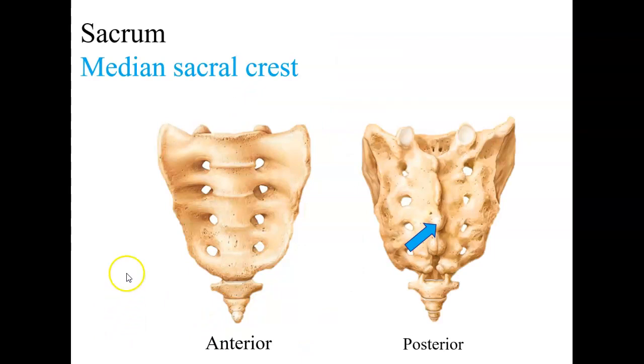Okay, so here we have the median sacral crest, which can only be seen in the posterior view. This is going to serve as an attachment point for certain musculature. So this whole thing is the median sacral crest of the sacrum.